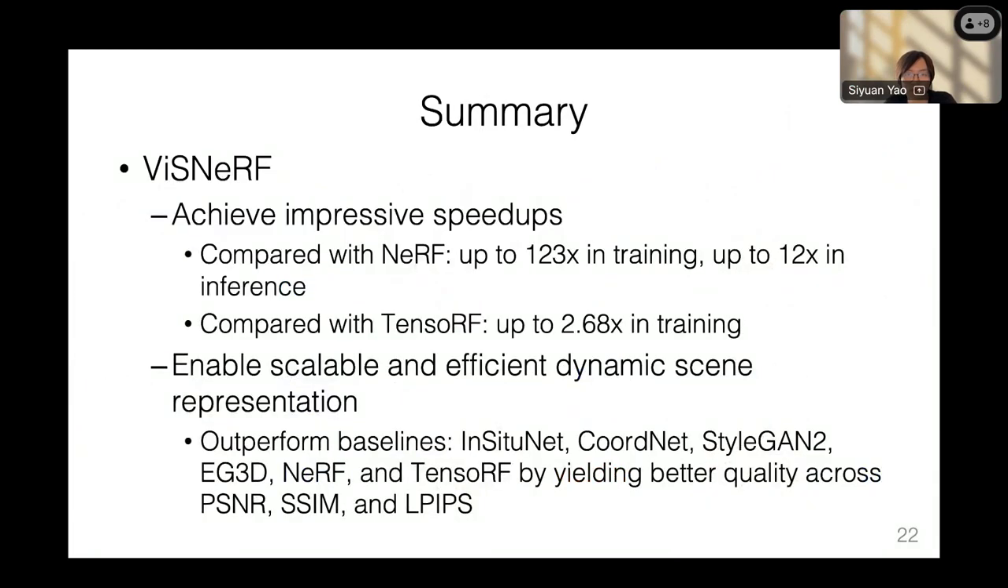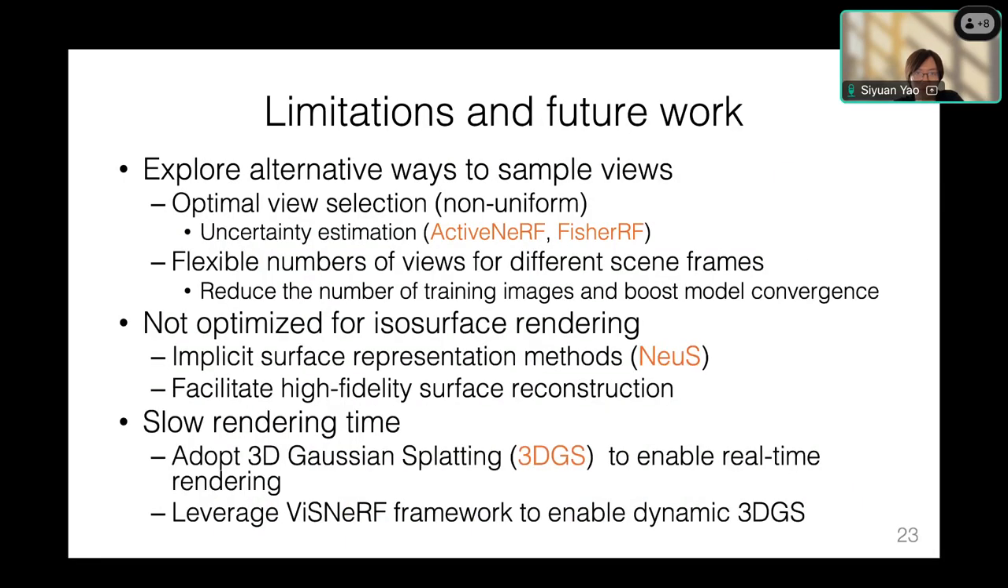So in summary, VisNerf achieves a very impressive speedup compared to both NeRF and TensoRF. Beyond this, we also enable scalable and efficient dynamic scene representation, which NeRF and TensoRF cannot do. And we also control the model size to be very manageable, even when we have more changing parameters. But we still see apparent limitations in this work.